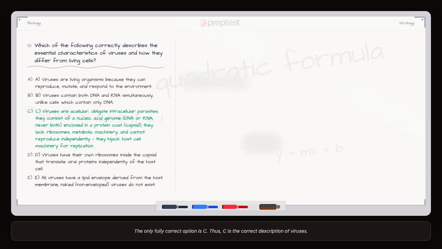The only fully correct option is C. Thus, C is the correct description of viruses.